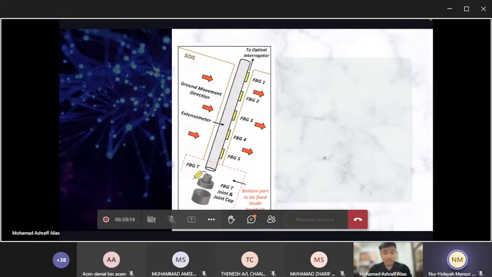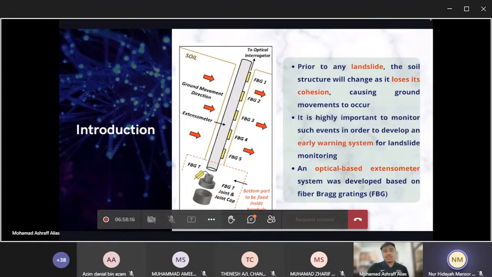Okay, we go for the first one. As for the introduction, prior to any landslide, the soil structure will change as it loses its cohesion, causing ground movements to occur. It is highly important to monitor such events in order to develop an early warning system for landslide monitoring. Therefore, an optical-based extensometer system was developed based on fiber Bragg gratings.